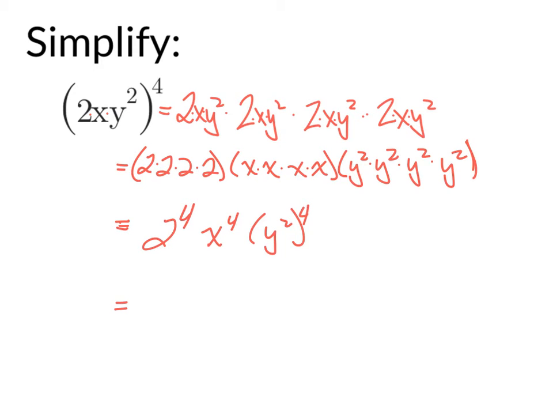We can take one more step of simplifying. 2 to the 4th is 16, x to the 4th. And y squared to the 4th, since we have a power to a power, we multiply them together and get y to the 8th. But what's real important here has to do with the line right before it. Notice that when we started with (2xy squared) to the 4th, so everything was taken to the 4th power, how we handled that is we took 2 to the 4th power, and x to the 4th power, and y squared to the 4th power. So every one of those factors inside of the parentheses got taken to its own 4th power.